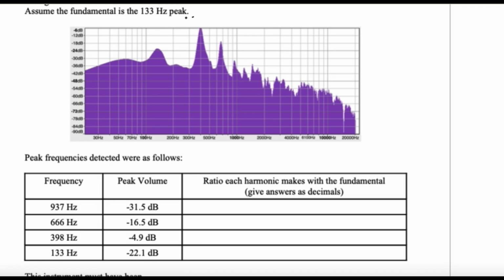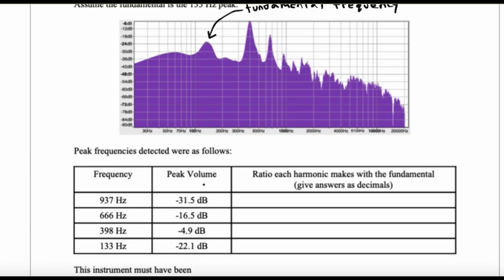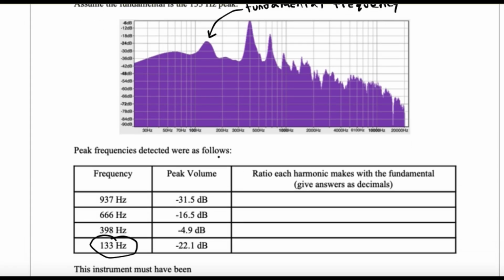In this diagram, this is the fundamental frequency. It's the lowest peak, the leftmost peak. So that's the 133 hertz. Now we're supposed to divide the other harmonics by the fundamental. If I divide 133 by itself, you just get 1. But now I'll divide the 398, which is this peak here, by the fundamental.